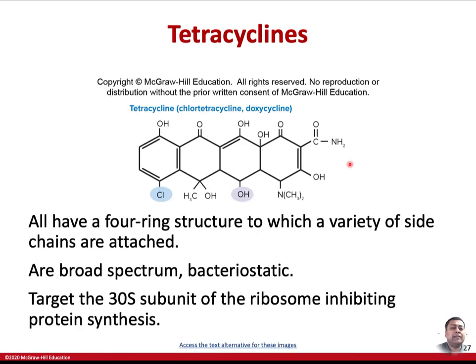All tetracyclines have a 4-ring structure to which a variety of side chains can be attached, and they are named accordingly. For example, chlortetracycline has a chlorine right here. The commercial name for chlortetracycline is Aureomycin, which consists of a tetracycline with a chlorine atom. On the other hand, doxycycline contains a hydroxyl right here. These are all broad spectrum, but they are bacteriostatic. They target the 30S subunit of the ribosome, inhibiting protein synthesis as well.